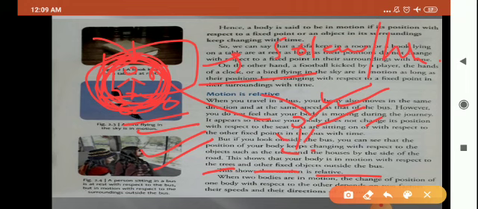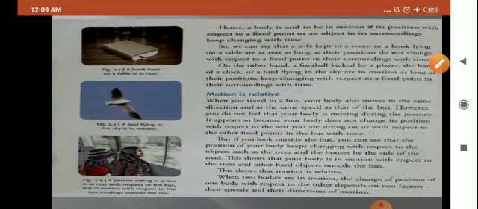Okay, so you can see here that the same object is in motion or at rest depends upon the observance of the observer. Yes or no? Okay, this was the example from my side, but in your book, one more example is given.